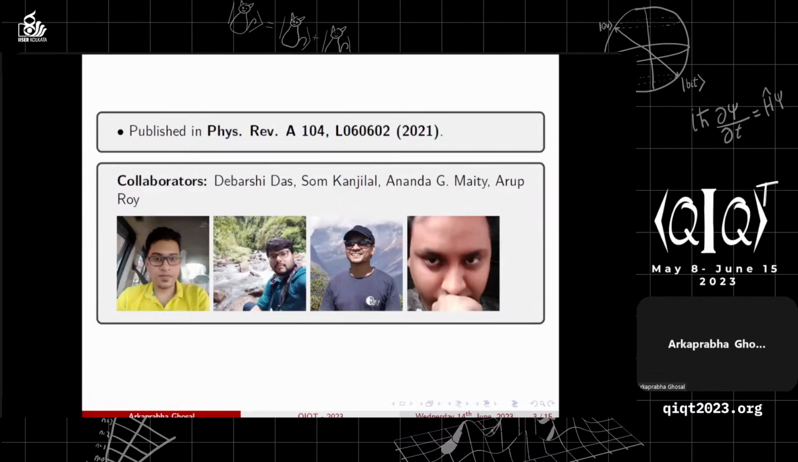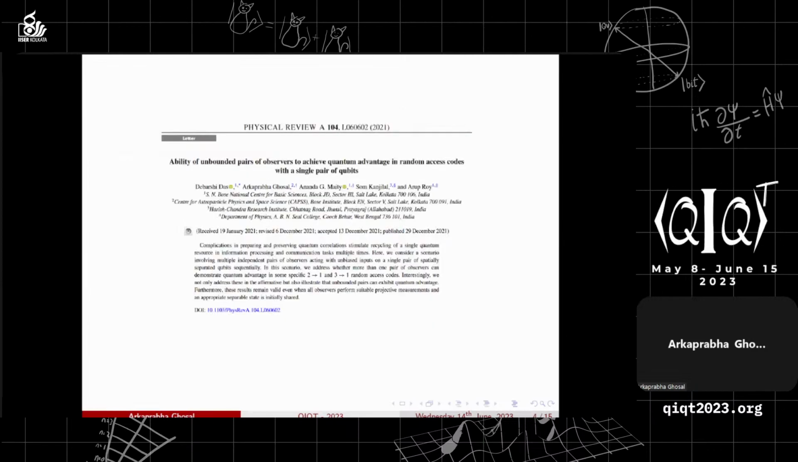So these are my collaborators for this paper. Deborshida is in University College London now. Shonda is in IIIT Hyderabad. Anando is at OIST Tokyo, and Arubda is in a college actually. So all of them are doing research work. This paper was published in Physical Review A later.